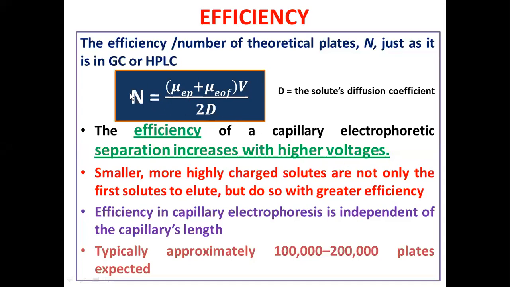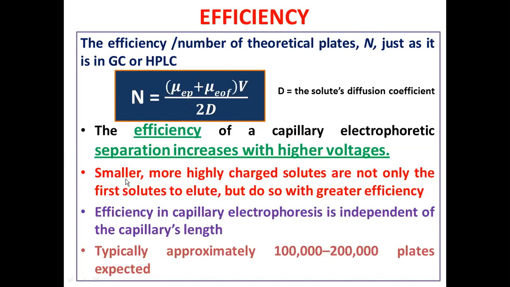And the value of N will also become very high if the value of D is low. If the solute diffusion is very low in the buffer, it will be moving at a greater electrophoretic velocity. If the diffusion coefficient of the solute is low, it means its rate of diffusion into the buffer will be low. So it will be moving at a faster rate because its attraction towards the capillary wall is less. Therefore, its electrophoretic velocity will be high and its electrophoretic mobility is also high. Therefore, the N value will also become more.